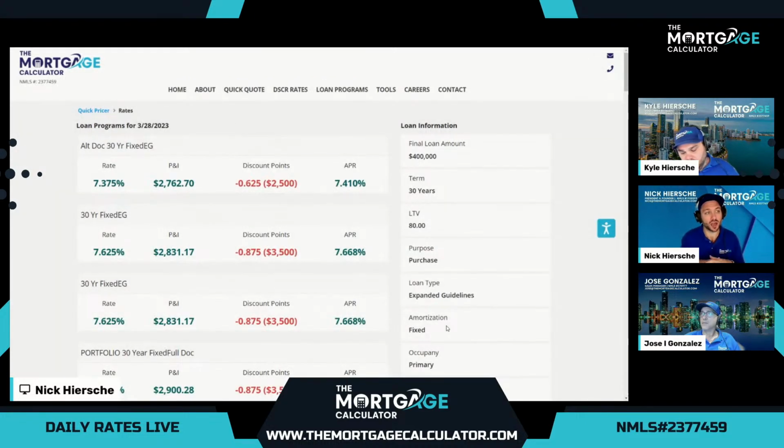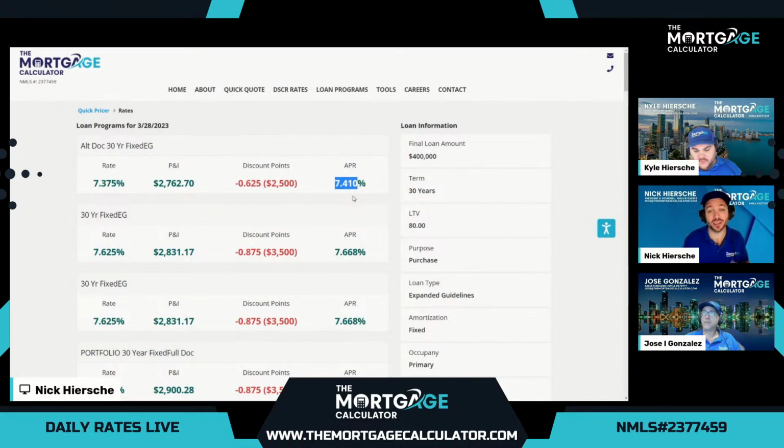Non-QM is going to be a little higher rate. So you see the rates here in the 7s instead of the 6s and 5s. But remember, we always compare our APR. So our first option here, 7.375 rate for a very reasonable 0.625 discount points and costs, give us a final APR of 7.410.